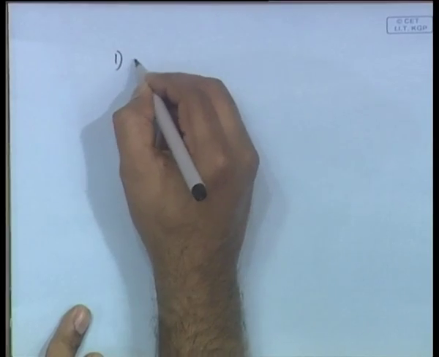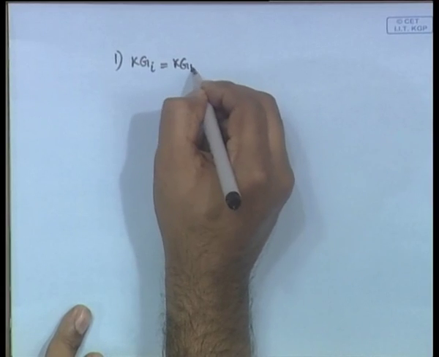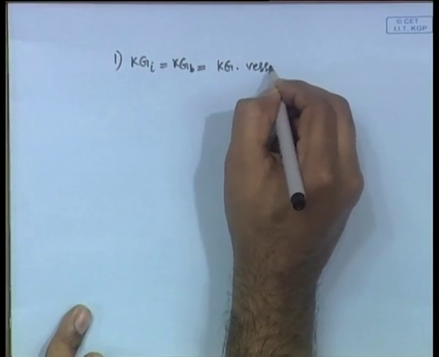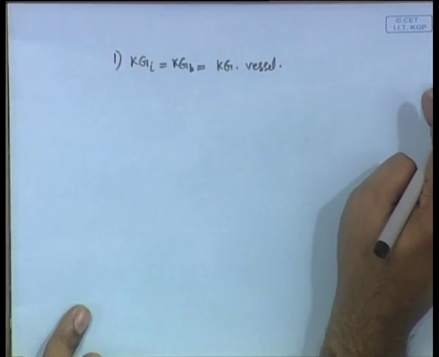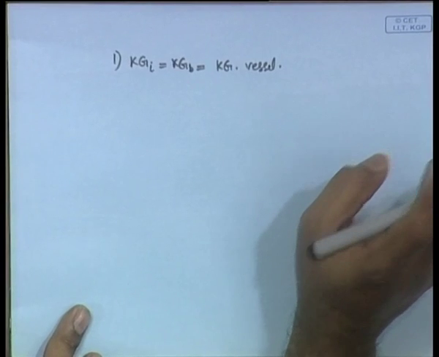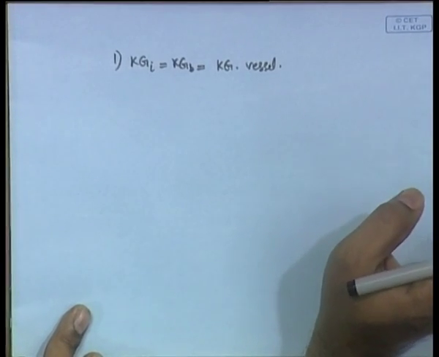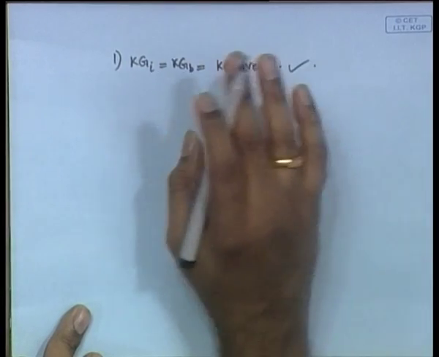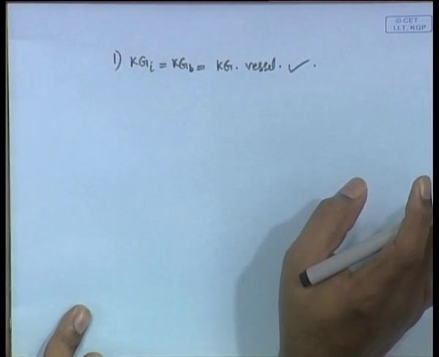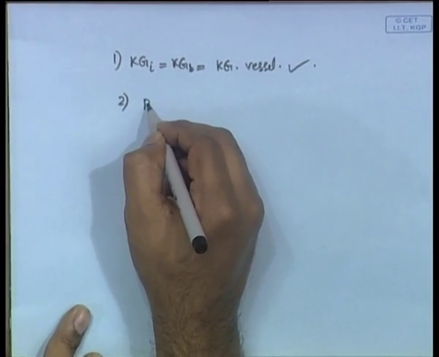So, some simple things I will tell you. KG in the intact condition, or the initial condition, is equal to the KG in the bilged condition, which is the fixed KG of the vessel. Do not get confused at all, never change the KG, do not search for KG. It will always be given in the problem. Then KB will change.